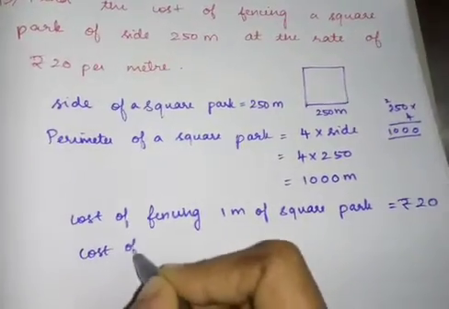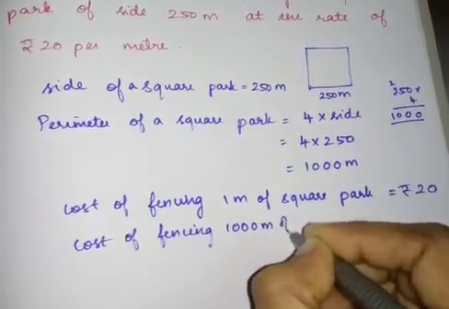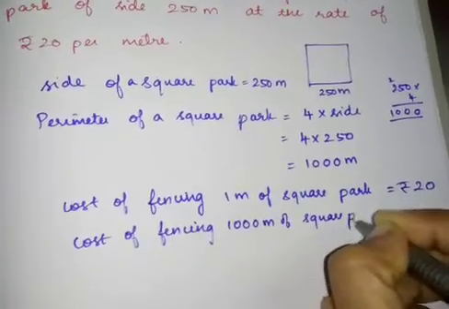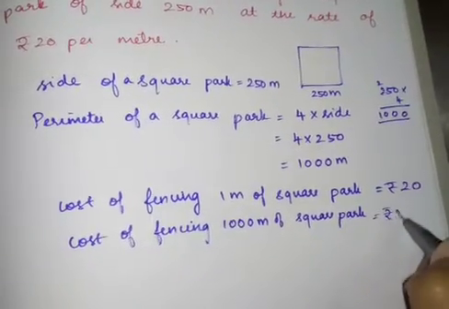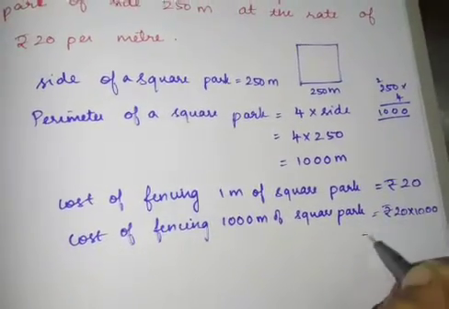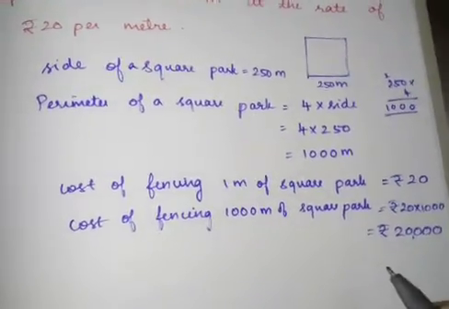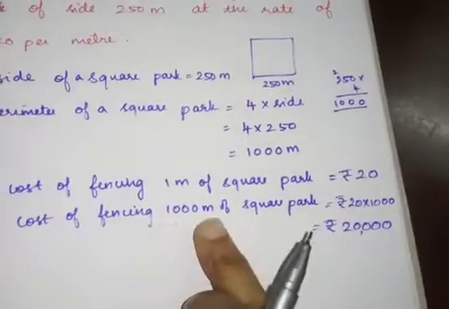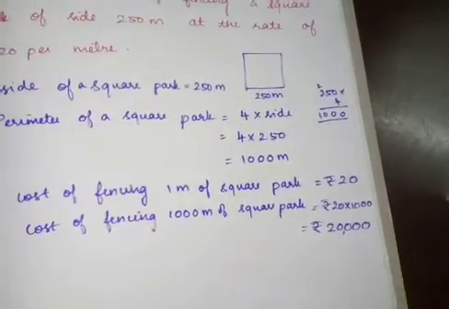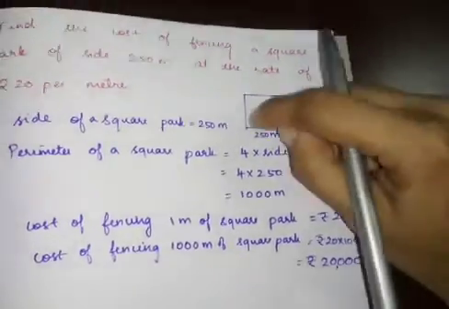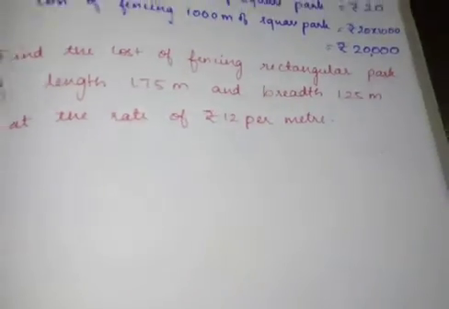So the cost of fencing 1000 meter of square park will be how much? Because the total length of this fencing is 1000 meter, then rupees 20 into 1000. So how much? Rupees 20,000. So the cost of fencing 1000 meter of square park is rupees 20,000. So 20,000 rupees is needed for fencing this total square park. Okay, understood? Next is your 14th problem.